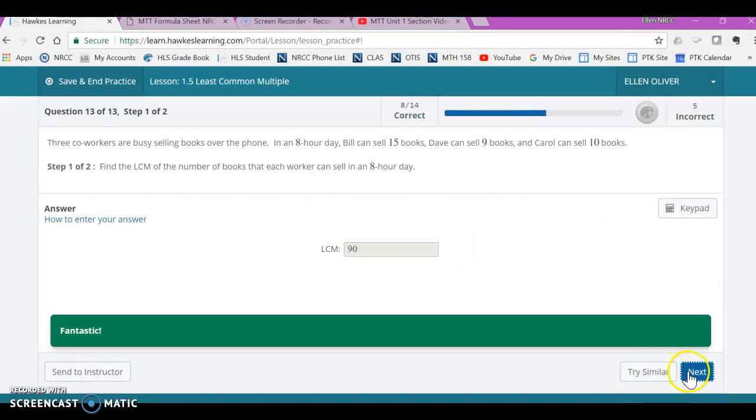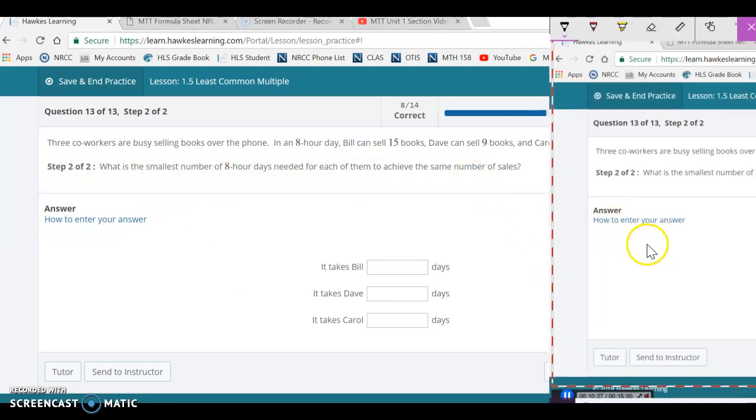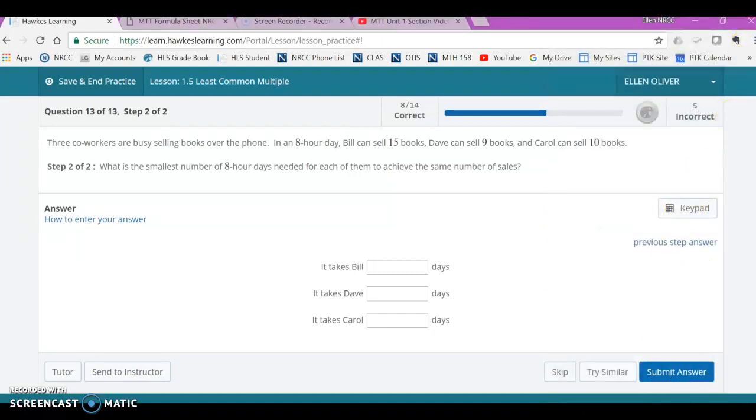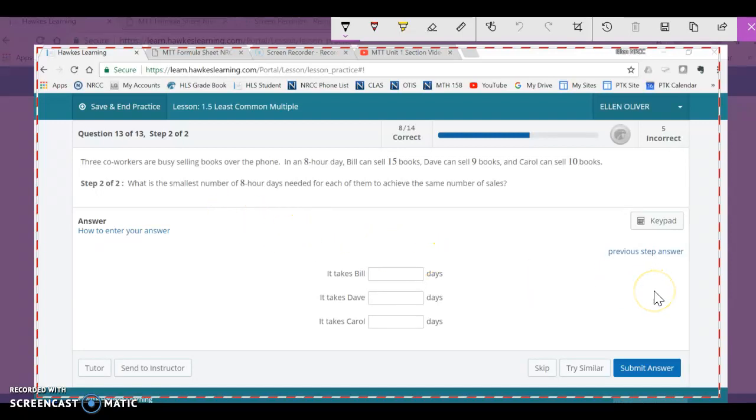And then there's going to be part 2. What do they want to know? What is the smallest number of 8-hour days needed for each of them? So remember that 90 is our LCM. So I don't know why that went over there. How can I move that over? There we go. So 90 is your LCM.